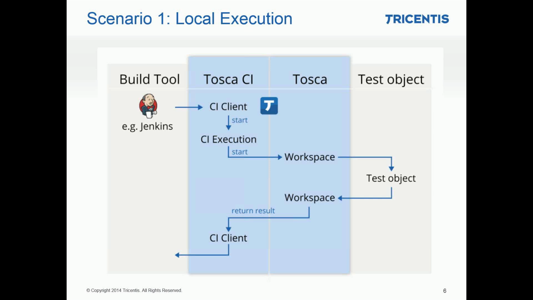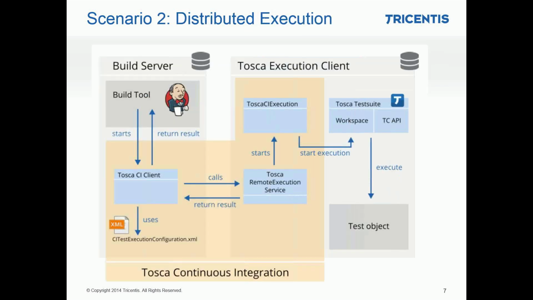We experienced that customers often require a distributed execution because they don't have their test environment directly on their build server. So therefore, we provide the possibility to distribute your execution through one or several clients. How does it work? Well, again, you've got your build tool on your build server and a TOSCA client, which gets the request for test execution. The client calls the TOSCA remote execution service on one or n agents and hands over the items that should be executed. The remote execution service uses TOSCA CI execution and an existing workspace, runs the test, and feeds back the result. All right, so that's about the architecture.